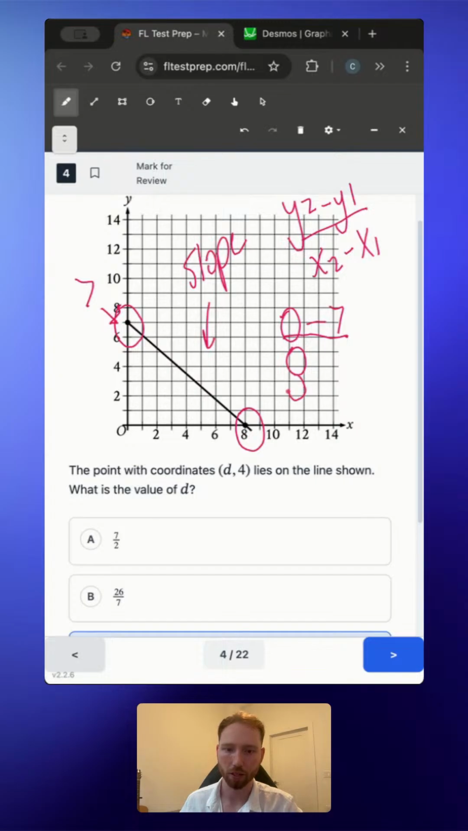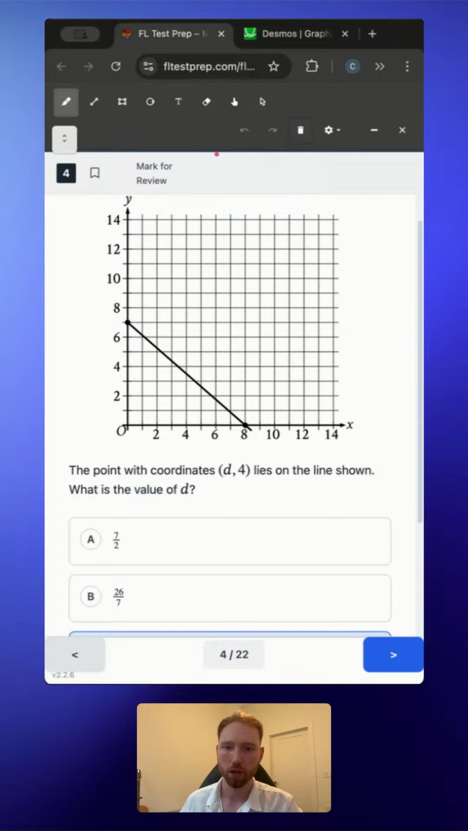Oh, it's 8, excuse me, minus our x2, which is going to be 0. So we have 0 minus 7, negative 7, 8 minus 0, positive 8. So this is going to be our slope, negative 7/8. So let me clean this up.